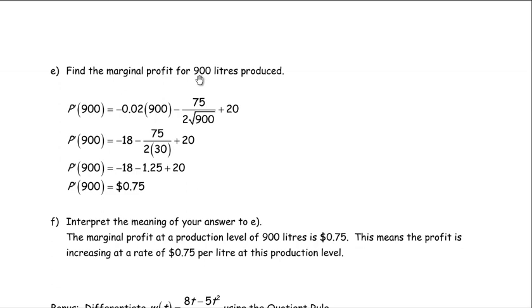And E asks to find the marginal profit for producing 900 liters. And again, there's a prime here. You might not be able to see it very well, but there actually are primes there. There we go. So I'm substituting 900 in place of x. So 900 here and here.